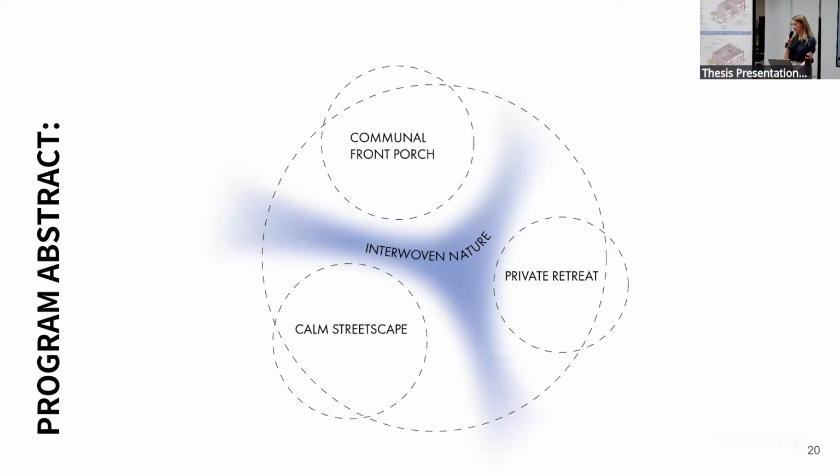In visiting the site, I noticed some characteristics that are typical of vacant neighborhoods, such as extremely fast street traffic due to the lack of pedestrians in the area. There's also not really green space and there are no street trees, which leaves the only space for neighbors to interact as the street, although it is kind of an unpleasant condition. So this thesis will address these by proposing a calm streetscape, creating a communal front porch for community members to interact in, a private retreat for the individual residences, as well as interwoven nature throughout, providing green space.